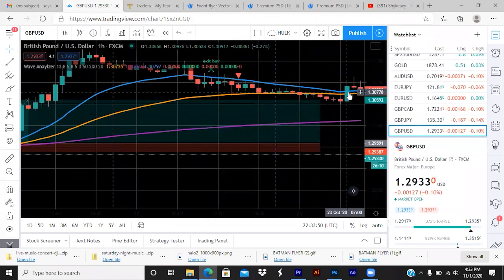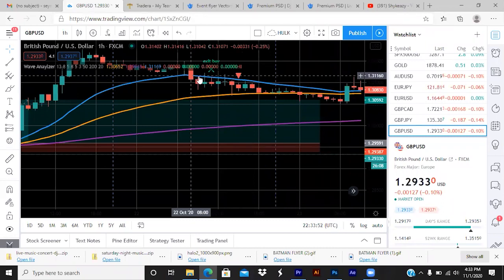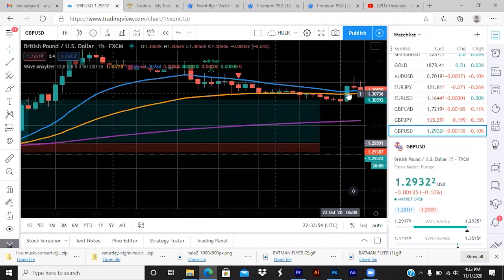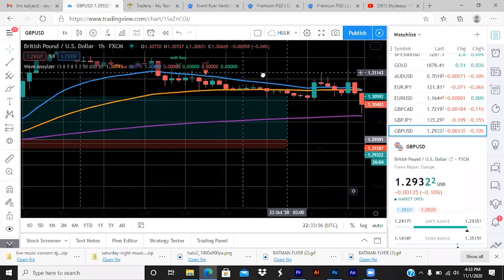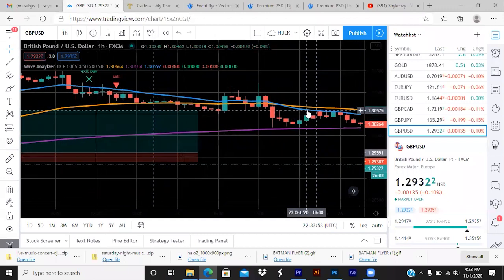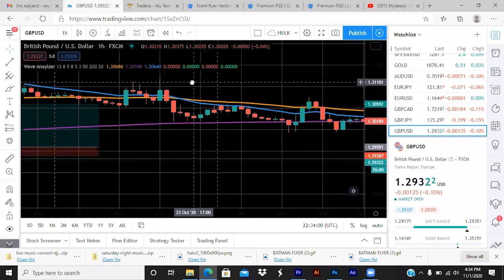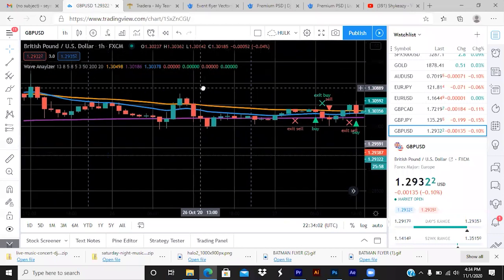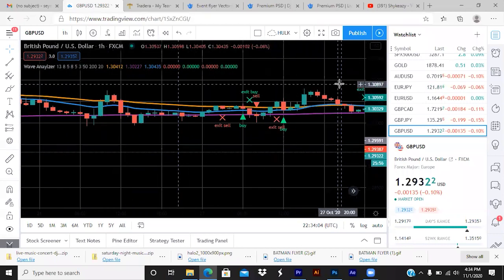So if you wanted to re-enter right here, you would have had a little bit of drawdown, or you could have retested right here before it changed directions. Because look, the aqua went under. So the aqua went under, so it's changing directions. Now it's in consolidation.